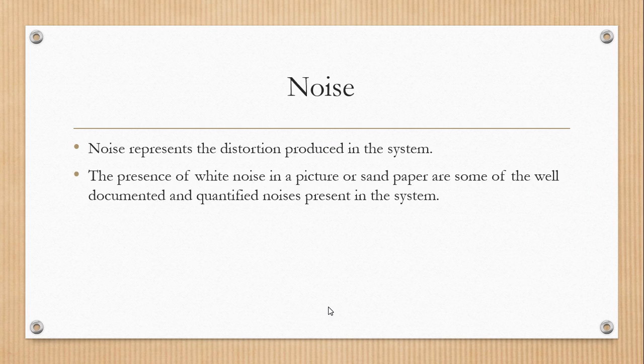So let us delve into the next important aspect of an image, that is the noise. So noise is basically the unwanted signal present in a system. Noise usually distorts the system. There are different types of noises like white noise, sandpaper noise, and salt and pepper noise.